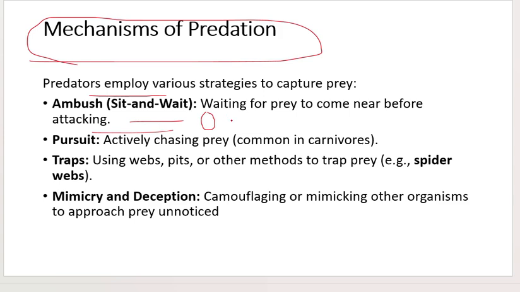Okay, pursuit, actively chasing prey, common in carnivores. They'll be actively chasing the prey until they catch it. Then traps, using webs, pits, or other methods to trap prey, just like spider webs. They use the trapping method. Mimicry or deception, camouflaging or mimicking other organisms to approach prey unnoticed. Okay, this is the mechanism of predation.